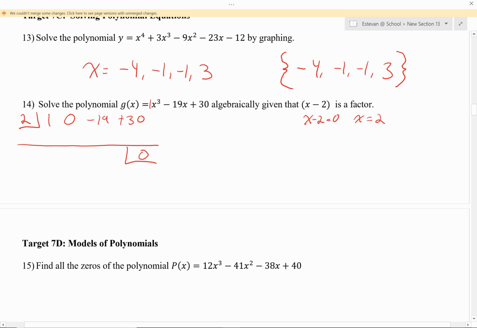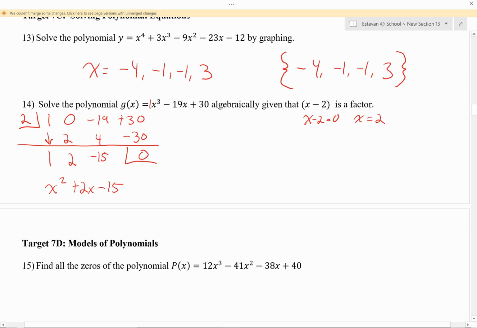Hopefully this time I'm going to speed up synthetic division a bit. Bring down the 1. Multiply. 2 and 1 gives me 2. Then we add. 0 plus 2 is 2. Multiply. Gives me 4. Add. -15. Multiply. -30. We add them. We get 0. Remember, each degree is decreased by 1. So my new function is x squared plus 2x minus 15.